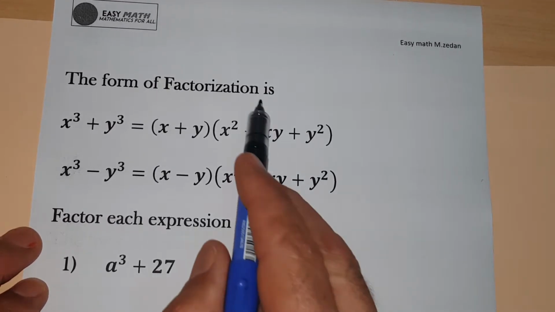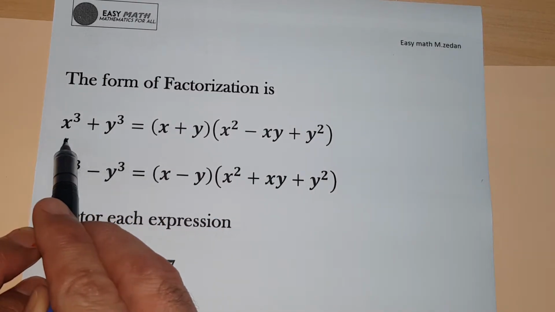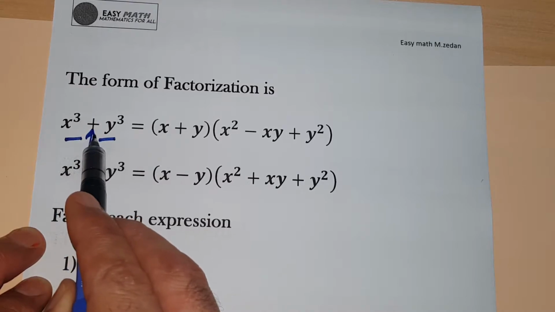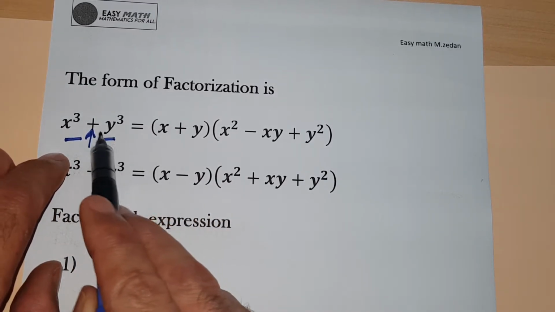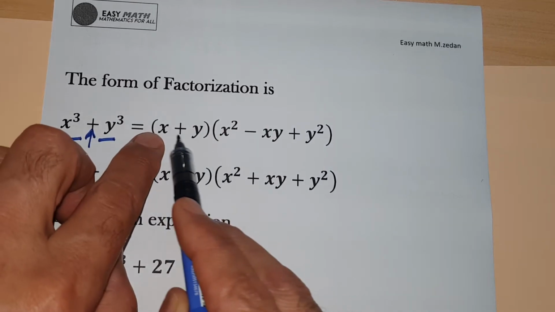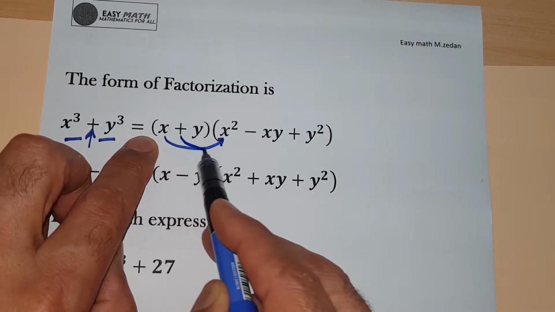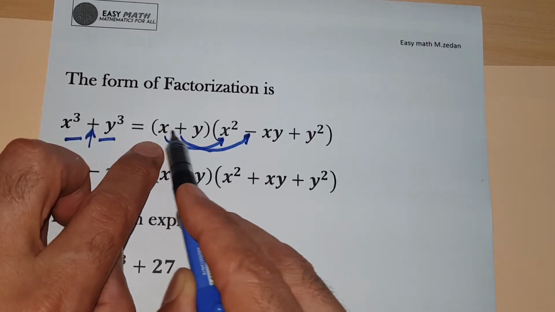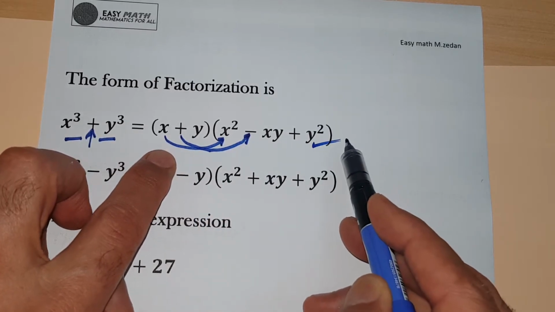The form of factorization: x cubed plus y cubed, this is the sum of two cubes. The sum between them is x plus y, times x squared, then the inverse of this sign, plus becomes a minus, x times y is xy, and then y squared.